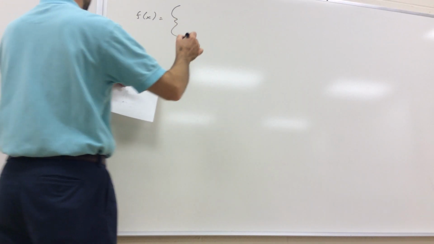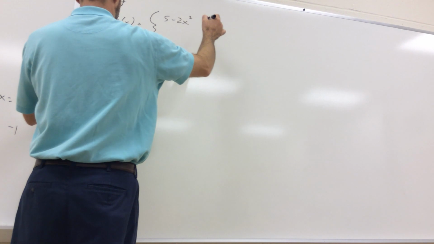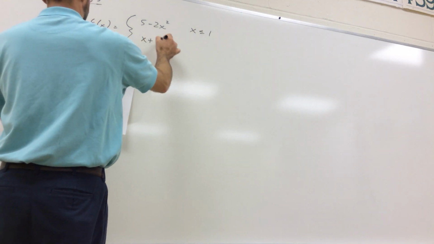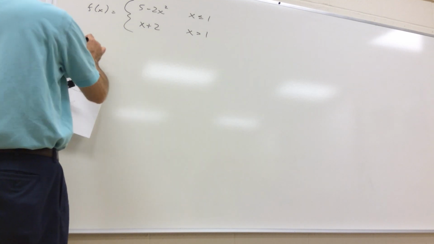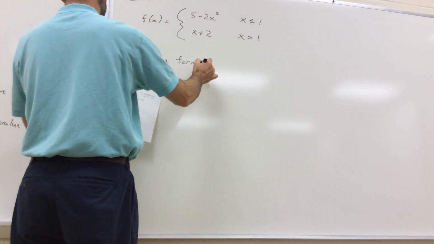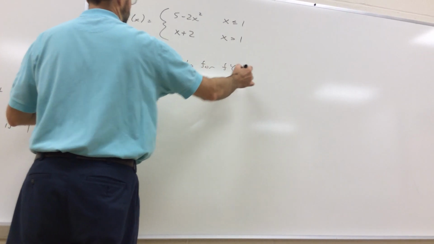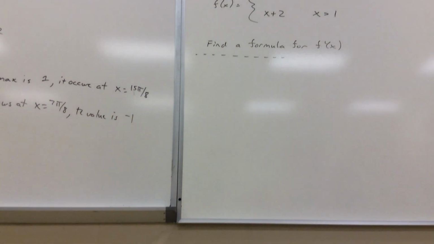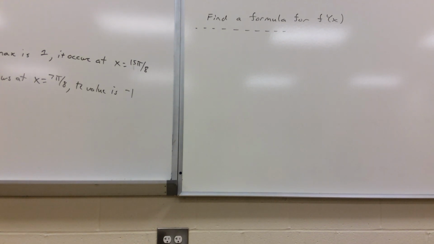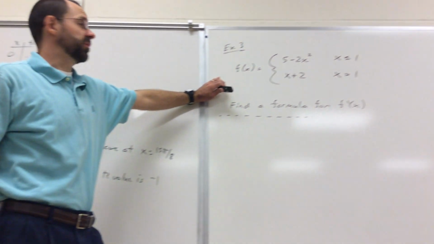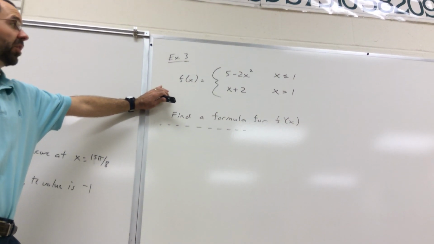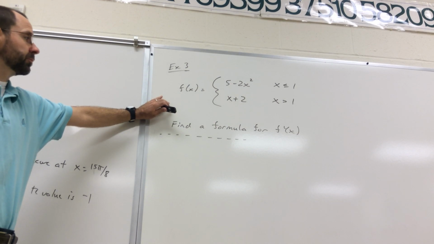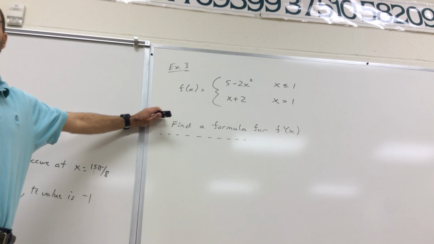So for example 3, we're going to have a piecewise function. We've got f of x equals 5 minus 2x squared when x is less than or equal to 1, and then x plus 2 when x is bigger than 1. Okay, so a formula for f prime.